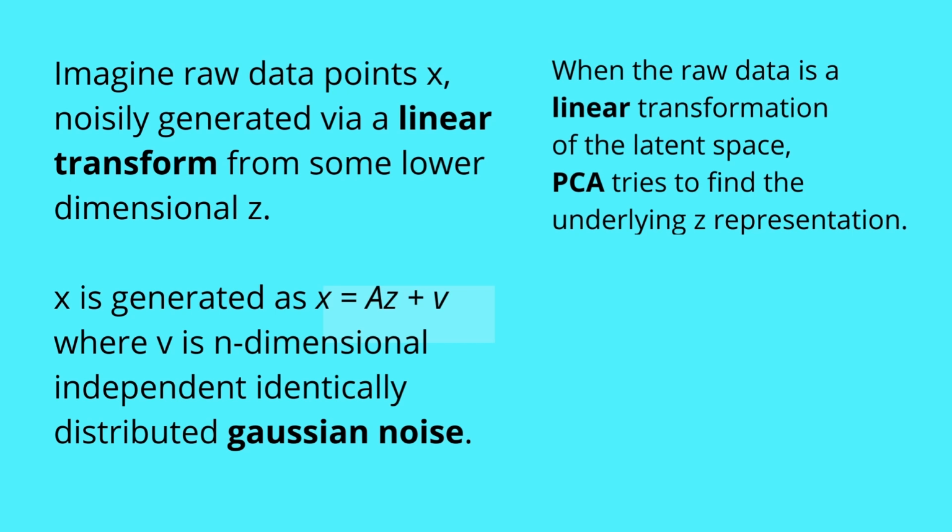And you might say, yeah, I know this, no? I will always do this when I have raw data in a linear transformation of the latent space. I have this principal component analysis, this PCA algorithm that tries to find an underlying z representation. And this representation is a lower dimensional representation. So PCA, as our typical linear transformation algorithm, finds a lower dimensional representation. Great, you are familiar with this.